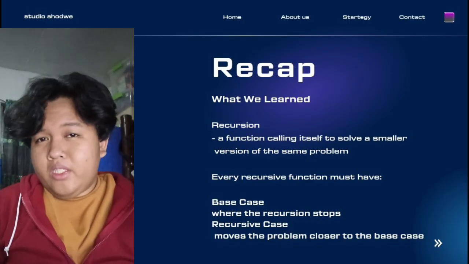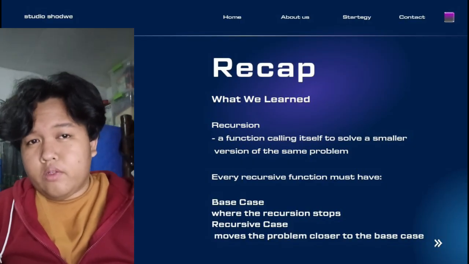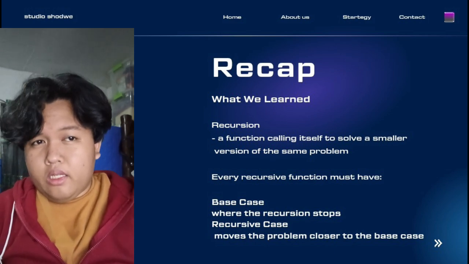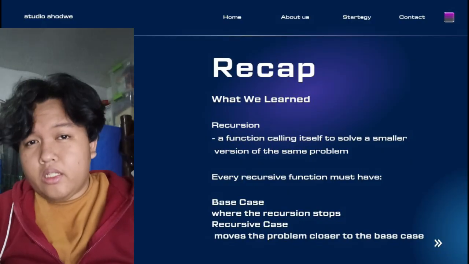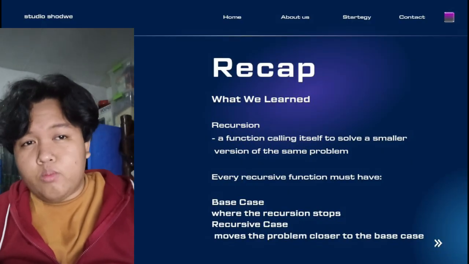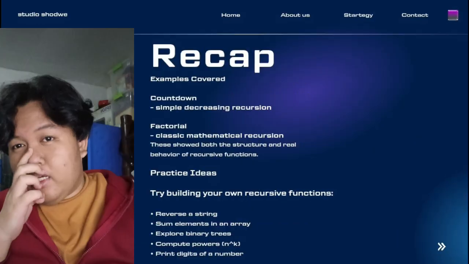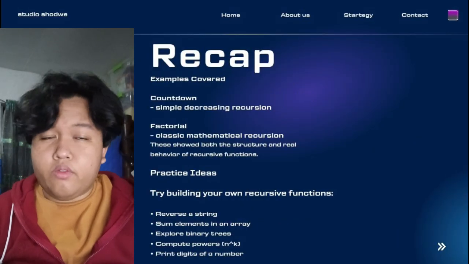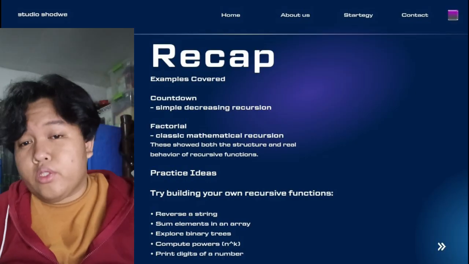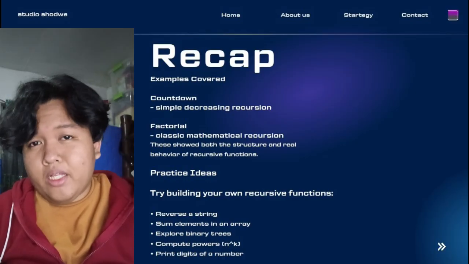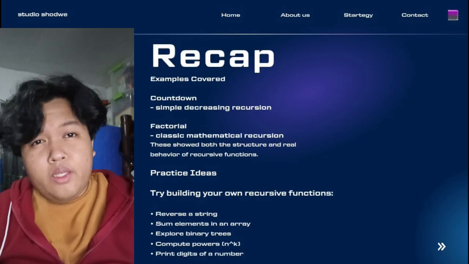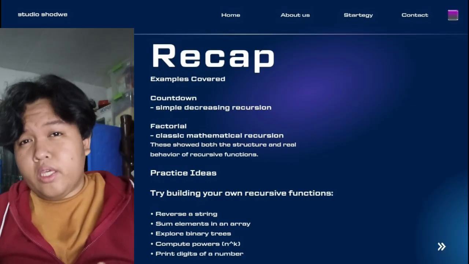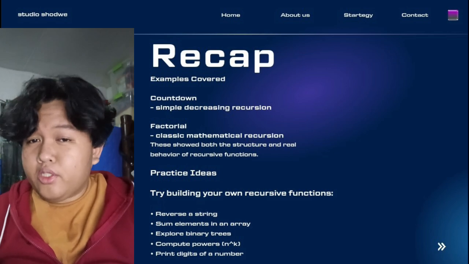To recap things, recursion is when a function calls itself to solve a smaller version of the problem, as we discussed earlier. Every recursive function needs a clear base case and a recursive case that moves towards the base case. We also looked at two examples, a simple countdown and the factorial function, to show how recursion works both in structure and in practice. If you want to practice, try making your own recursive functions, such as reversing a string, summing a list of numbers, or exploring binary trees.